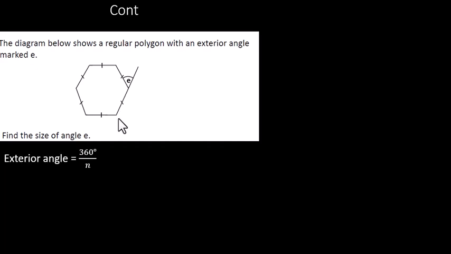So the exterior angle is equal to 360 over n. How many sides do we have in this polygon? We have 1, 2, 3, 4, 5, 6. So we have 6 sides in this polygon. To find the exterior angle, we divide 360 by 6, since this polygon has 6 sides. When we divide, it's going to give us 60 as our exterior angle.